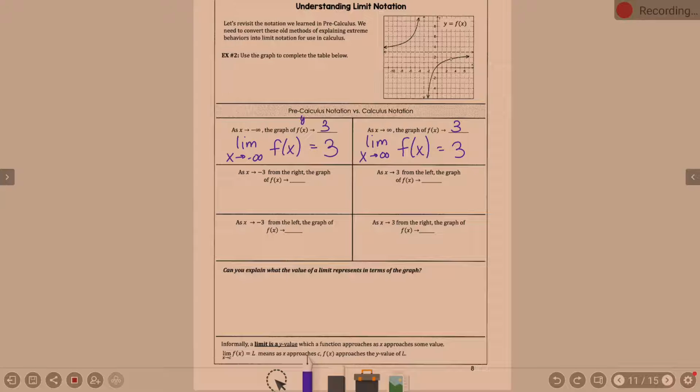As x approaches negative 3 from the right, the graph of f of x approaches what? So as we approach negative 3 from the right, negative 3 from the right means I'm tracing this graph, yes? Where are we going? We're going down to negative infinity, yes? Now, I mentioned yesterday, when we do this, the limit as x approaches negative 3 from the right means I put a plus sign in the superscript, okay, of f of x equals negative infinity.